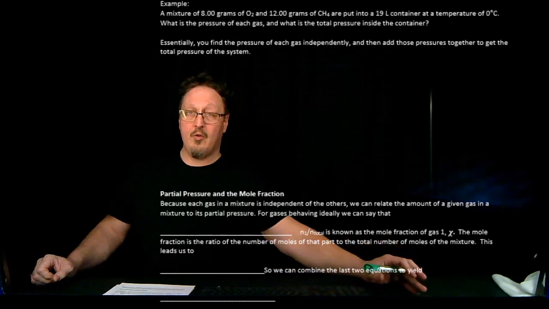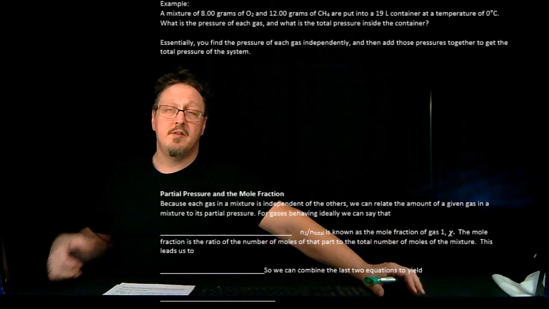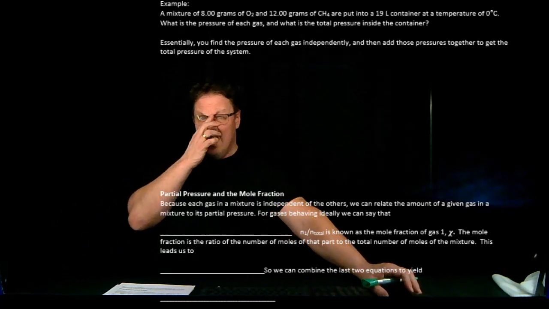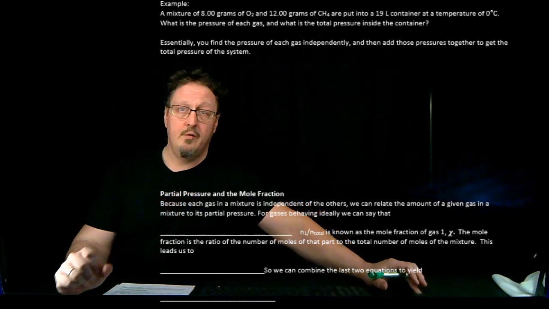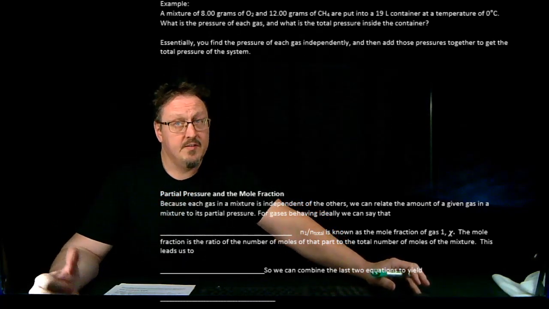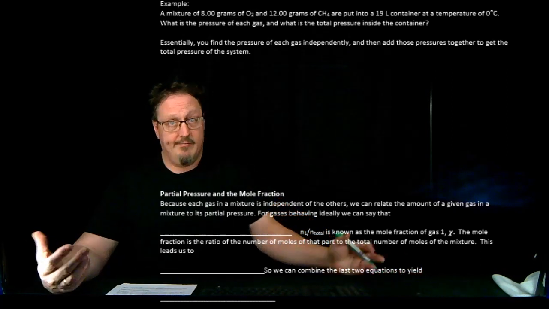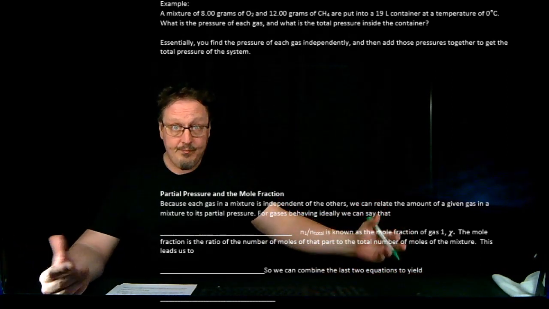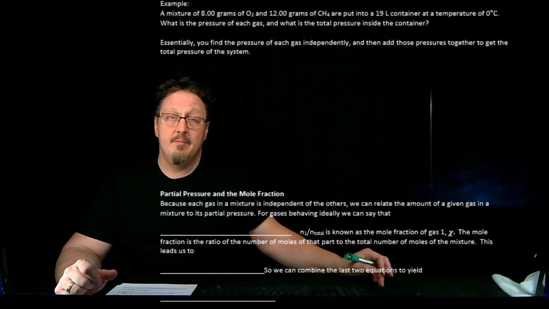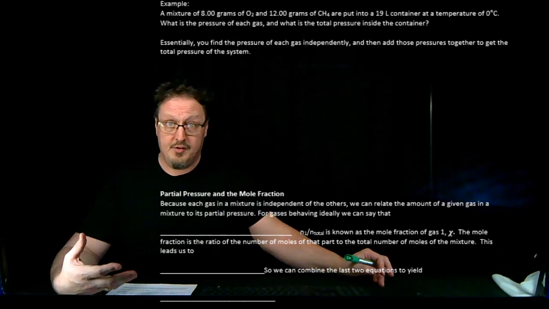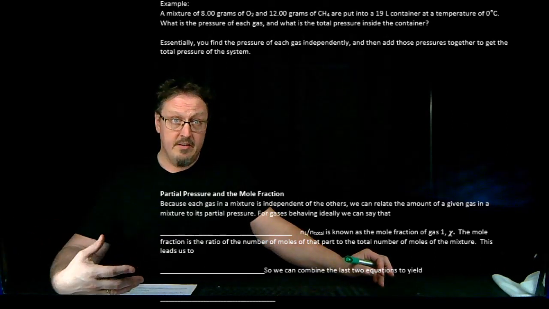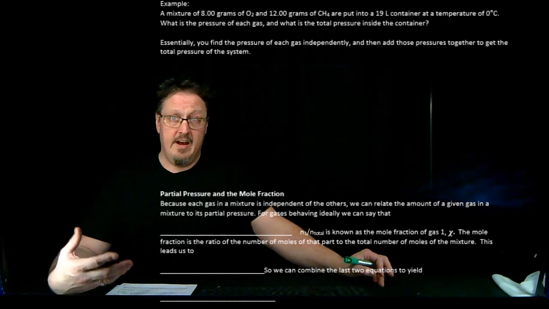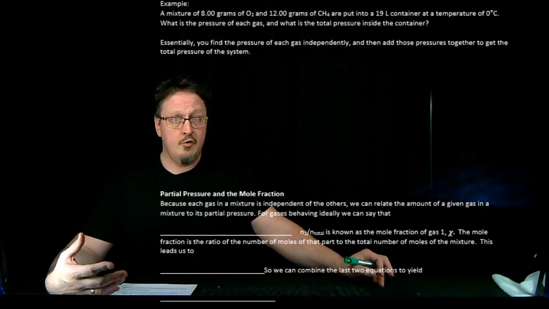All right. Next thing we're going to talk about is partial pressures and the mole fraction. The mole fraction is not something that we use very extensively, but it's something I want you to see and understand where it came from. It comes from the fact that because each member of a gas mixture is independent of the others, we can relate the amount of gas given in a mixture to its partial pressures.